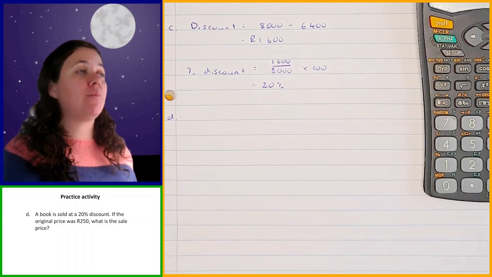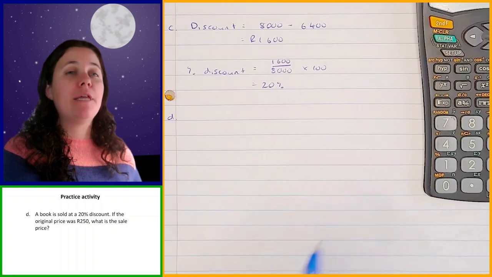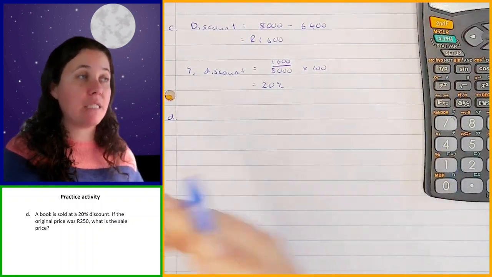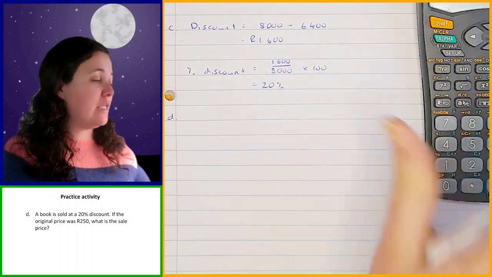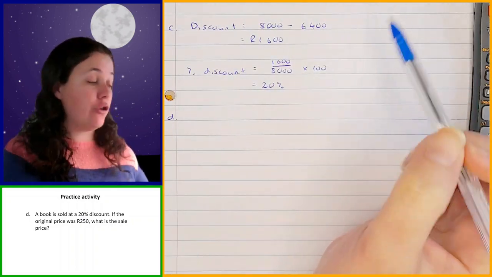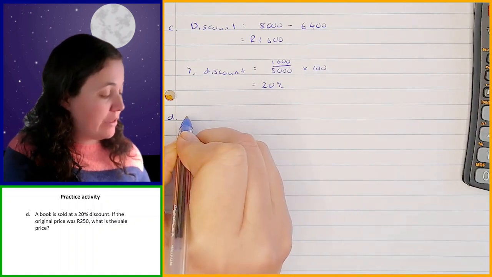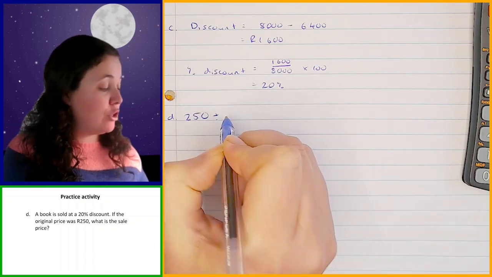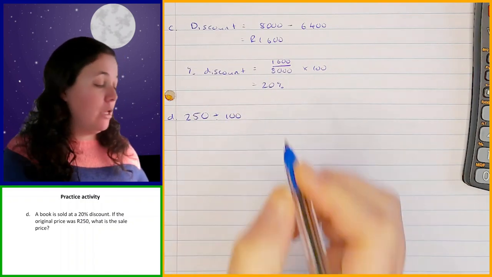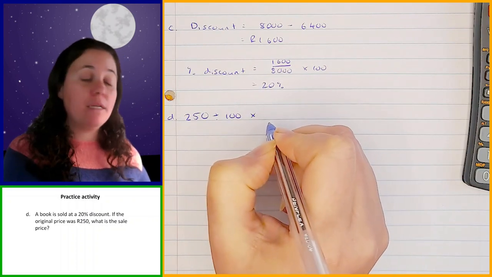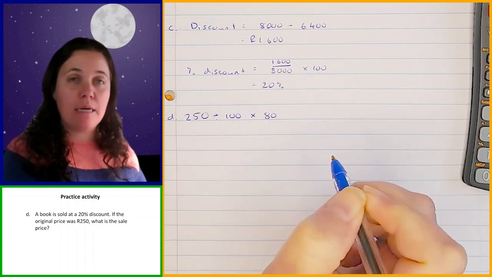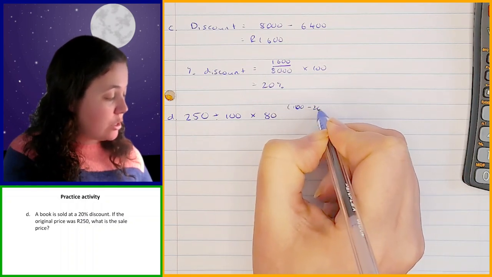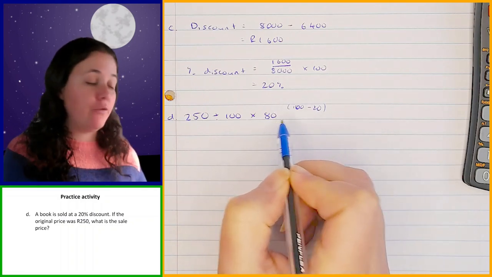Okay, so if the discount percentage is 20%, then the amount that you're going to pay is 80%. So it's 100% minus the 20%. I'm going to do it using the second method that I showed you earlier, which is to take the 250, that's the amount that I know, divide by the percentage that I have, which is 100%, and multiply by the percentage that I want, which is 80%. Now remember that 80 is from saying 100 minus 20. So that's how I got the 80 over there.